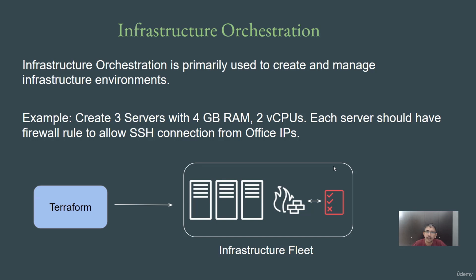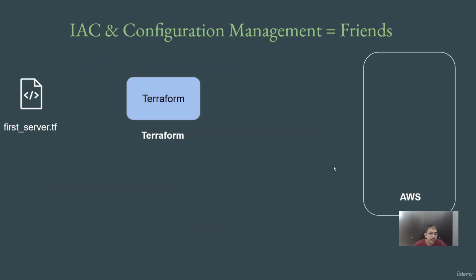So in short, we have learned that if you want to add an IAC solution for your organization, always use the one that is part of the infrastructure orchestration category and not the configuration management category. However, one thing you need to keep note of is that IAC tools and configuration management are friends, and you will need them in larger organizations.